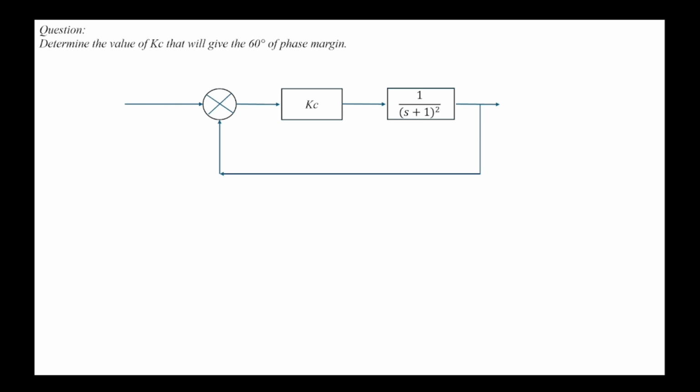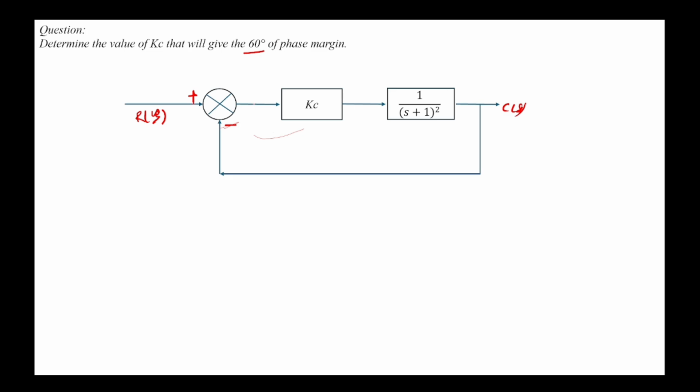Determine the value of Kc that will give the 60 degree phase margin. So this time the phase margin is given. The diagram is given to us. This is plus, this is minus, and this is C(s), this is R(s).